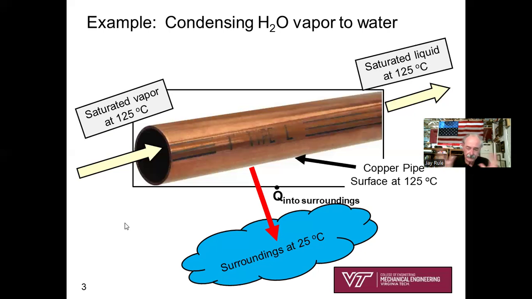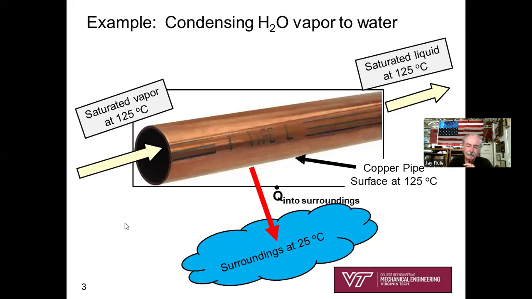So what's going on? Heat would be rejected from the steam, wouldn't it? Obviously, Q dot in would be less than 0. So we could label a sketch Q dot into the surroundings. Q dot into the surroundings at 25 degrees C is some positive number. Q dot into the steam is a negative number of the same magnitude. Okay, we'd get so many kilowatts of heat transfer rate.